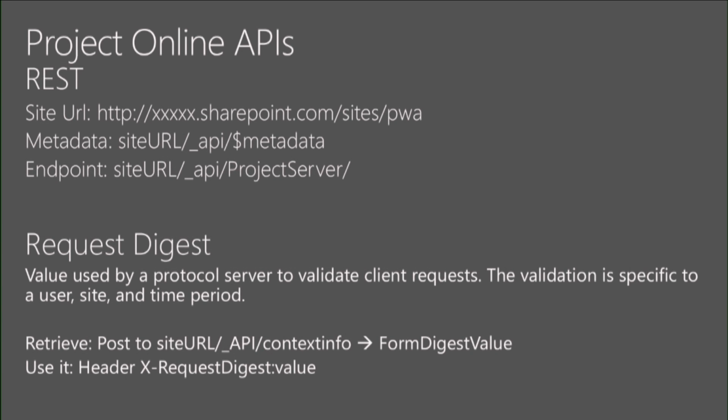So REST is the other endpoint we have. The URL for a REST, if your site URL was whatever contoso.sharepoint.com/sites/pwa, you can see the metadata for OData using the $metadata tag. And then the endpoint to talk to anything project related, you would go to /projectserver at the end.